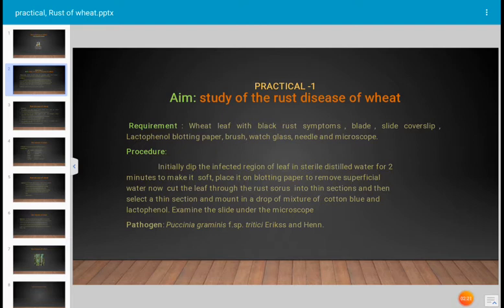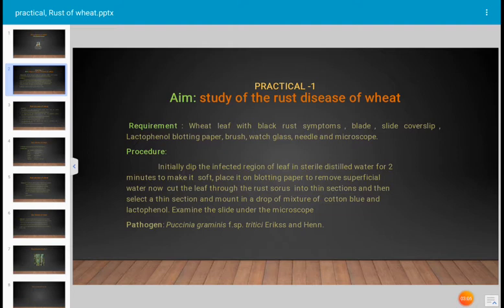Take a very thin section of the given material and mount it in cotton blue. Actually, we can mount it in glycerin also because these spores are colored spores. These are dark colored spores. If they are urediniospores, then they may be brown colored, or teliospores are again dark brown colored spores. There is no need of cotton blue, but in books it is written that cotton blue is to be used. Use a drop of cotton blue and prepare a slide. Select a thin section and mount it in a drop of cotton blue. Okay, examine the slide under the microscope.